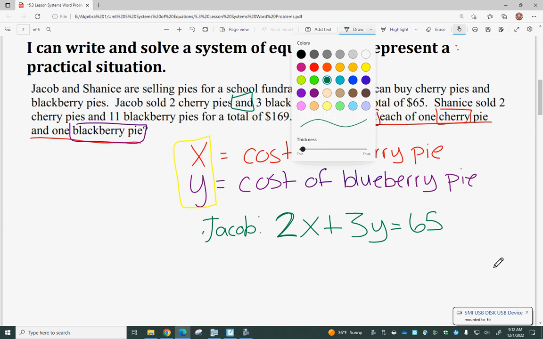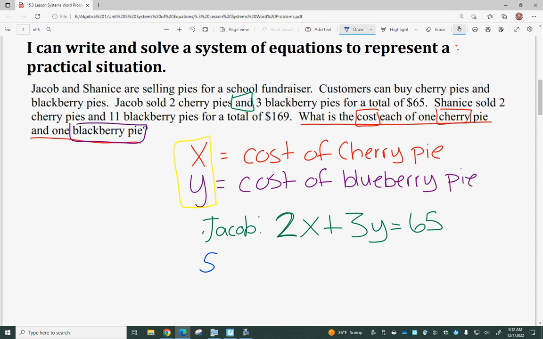And then we can go ahead and do the same thing for Shanice. She also sold 2 cherry pies, so 2 times the cost of cherry, plus 11 blackberry pies, 11 times the cost of a blackberry pie, and that earned her $169. And so now we have a system of equations, 2 equations that we can solve.